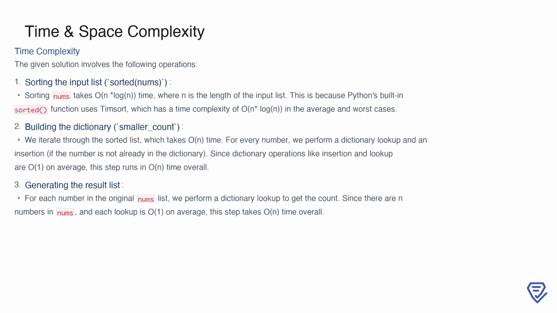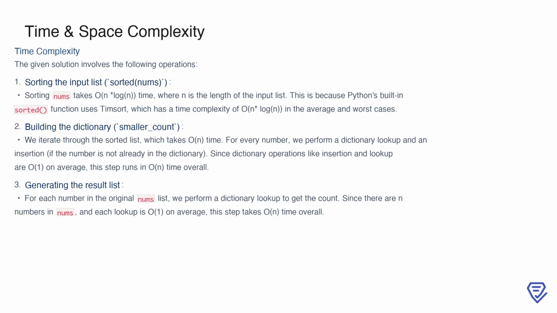To analyze the time complexity of our solution, we start by looking at its main components. First, the sorting step. Sorting the input list using Python's built-in sorted function takes n log n time. This is because it uses timsort, which is efficient in the average and worst cases. Next, we build a dictionary called smaller_count. For this, we iterate through the sorted list, taking n time in total. Each dictionary insertion or lookup is O(1) on average, so this step remains linear.